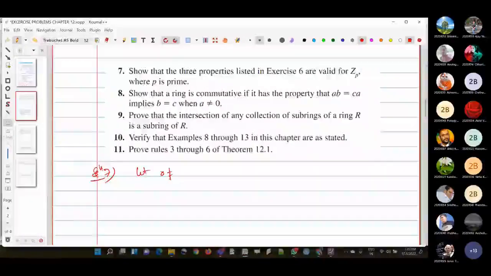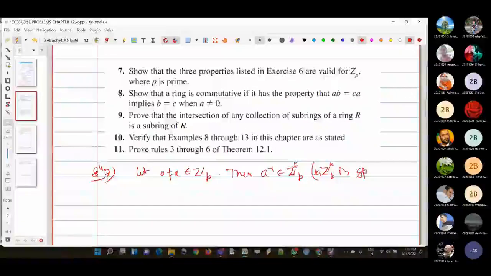Let a be a non-zero element of Zp. Then a inverse belongs to Z star p. Zp is a field. Why? Because Z star p is a group. So if this is a group, let us see the properties one by one.